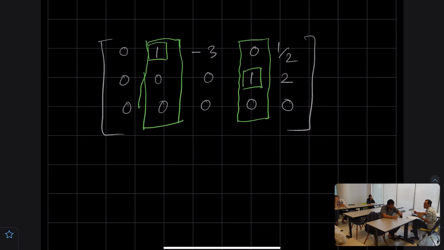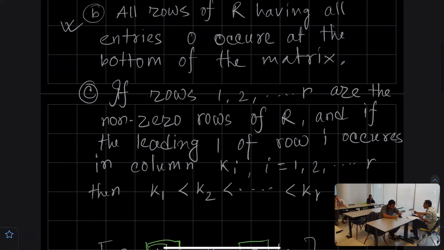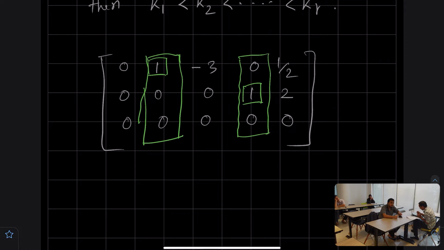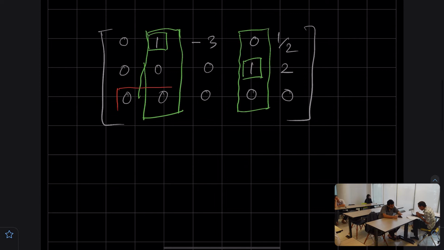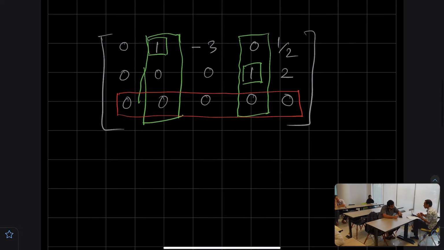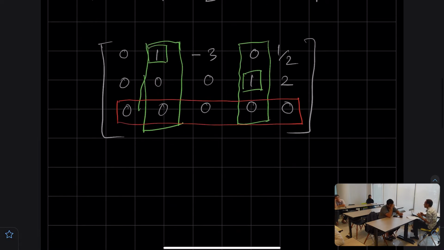So this is a row reduced matrix then, right? Then all rows of R having all entries 0 occur at the bottom of the matrix. As you can see, this row is a 0 row, right? All the entries of this row are 0. So it has to be at the bottom of the matrix, and this is the last row.